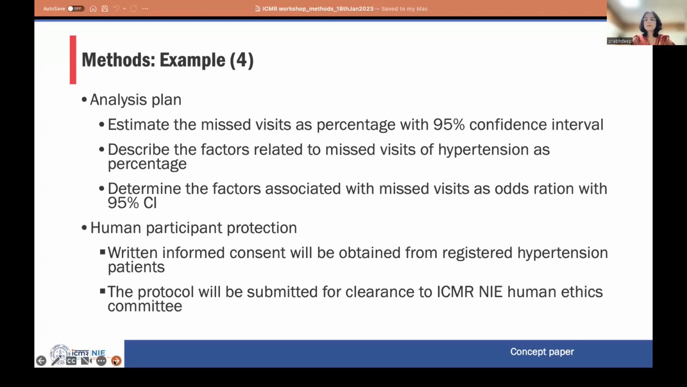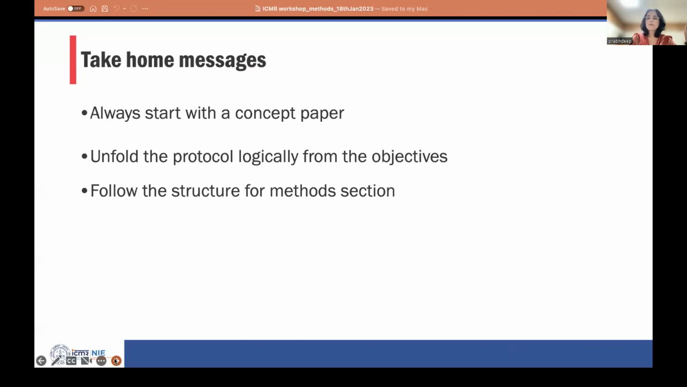Then the analysis plan needs to tell what the proportion is with 95% confidence interval. I think that's very important. When your estimate is an outcome, you always need to give your estimates with a 95% confidence interval. And then they described the various factors. The protocol was approved by the ethics committee. So I think I'm going to stop with that. Just to summarize, always start with the concept paper. The sections that I mentioned, you should write down these sections and start filling them up.